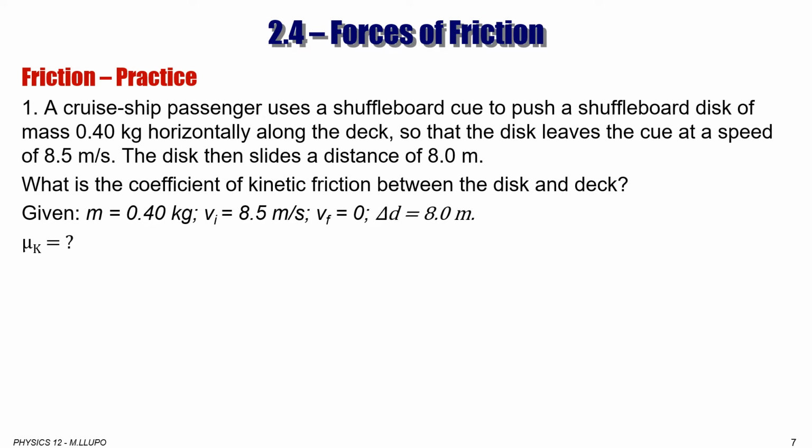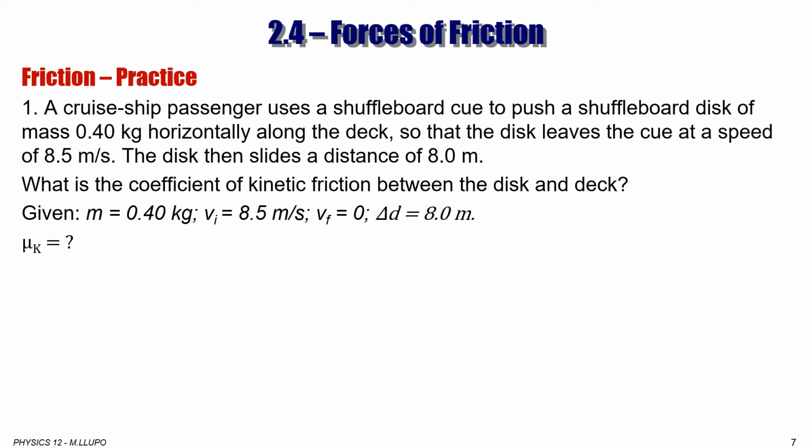A cruise ship passenger uses a shuffleboard cue to push a shuffleboard disc of mass 0.40 kilogram horizontally along the deck, so that the disc leaves the cue at a speed of 8.5 meters per second. The disc then slides a distance of 8 meters. What is the coefficient of kinetic friction between disc and deck?